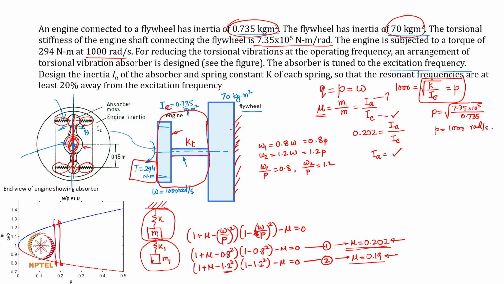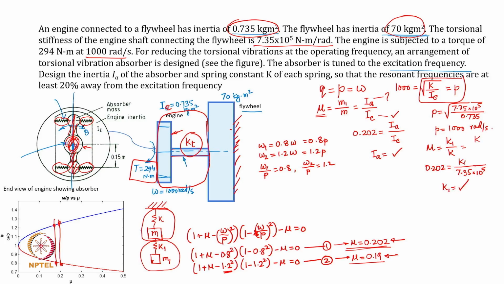And you know that mu is also k1 by k, which means that 0.202 is equal to the value of k1 over k, where k is that of the parent system, which is going to be the torsional stiffness of the shaft, which is 7.35 to the power 5. So from this I can get the stiffness of the absorber.